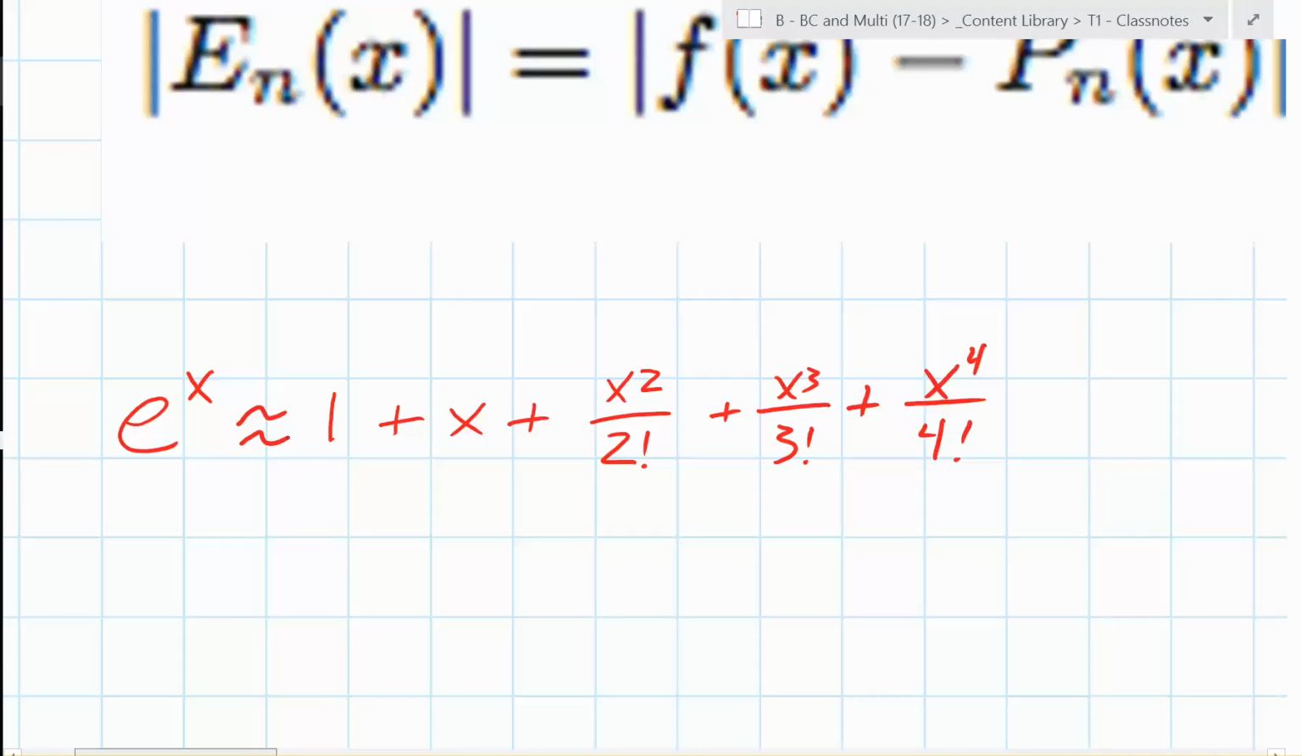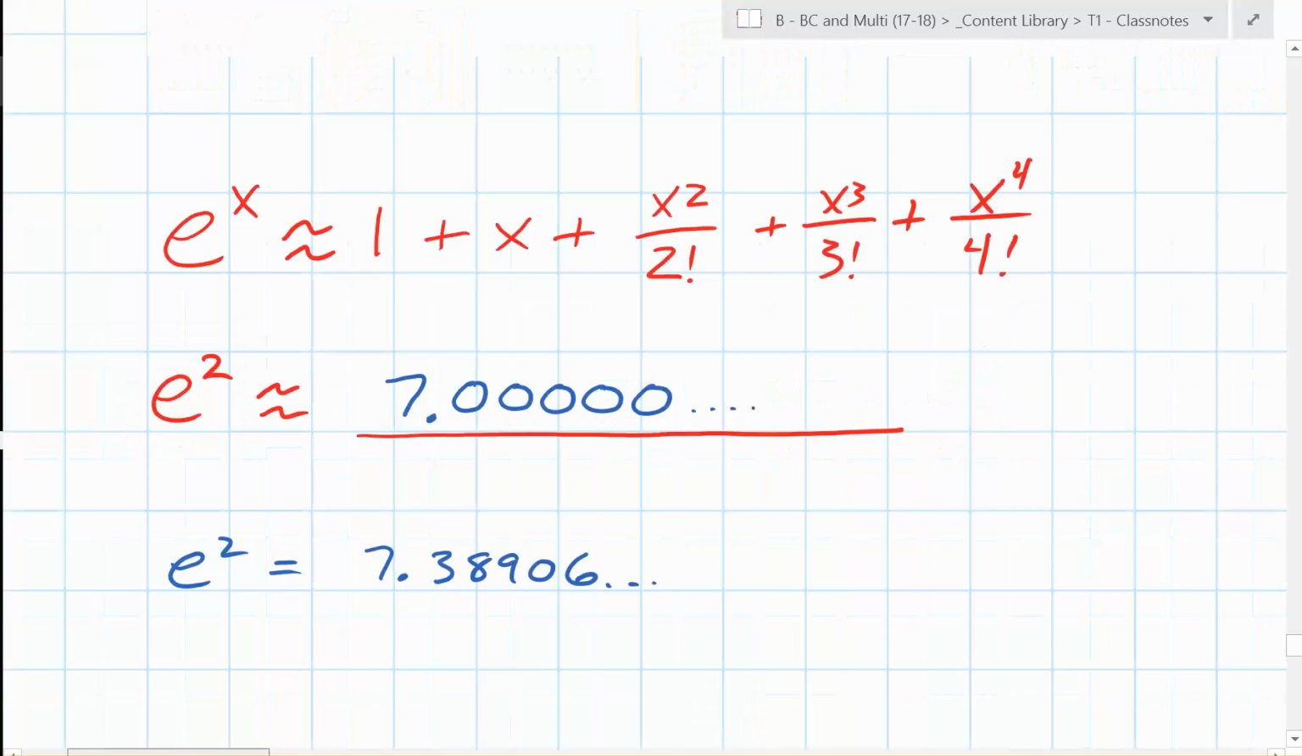It's going to be pretty close. Do that for me right now. On your calculator, everybody, plug 2 into these right here. Tell me what happens. Go to 5 terms. As we add in more terms, this estimate should get closer to this. Everybody with me so far?